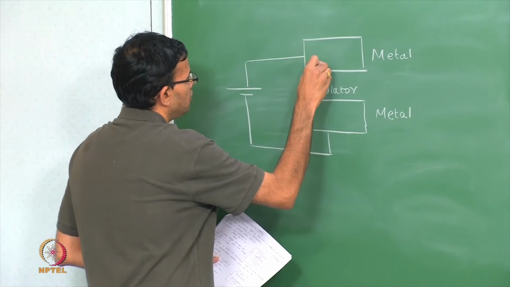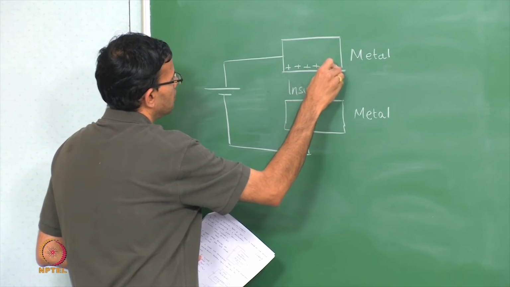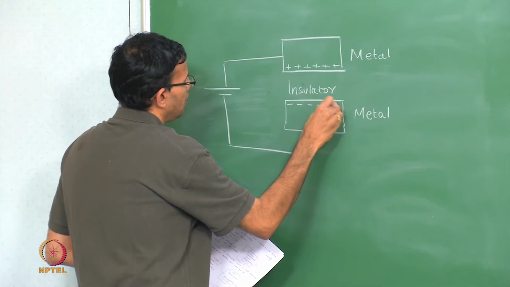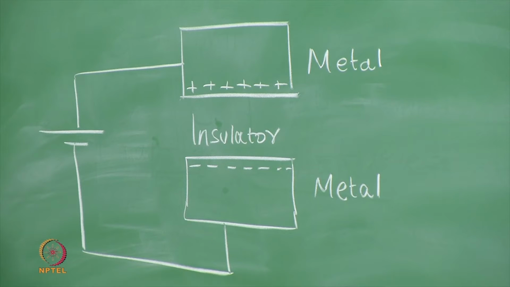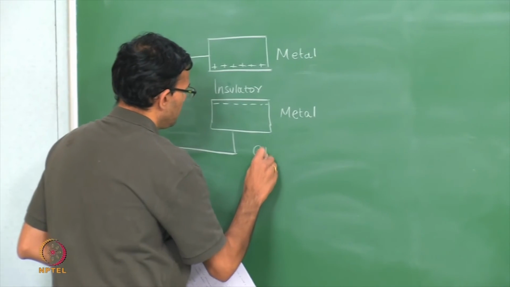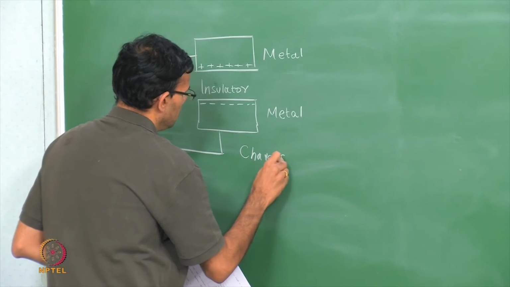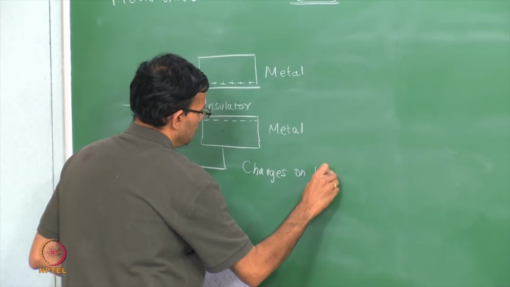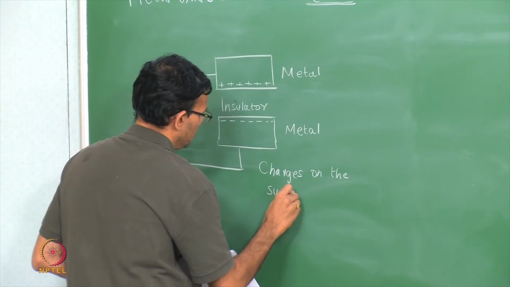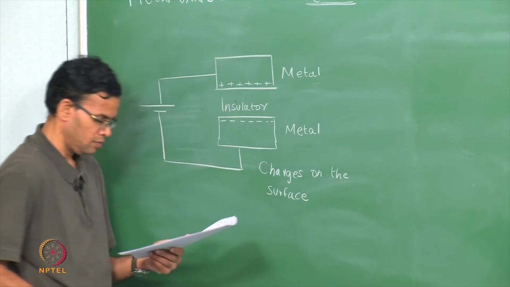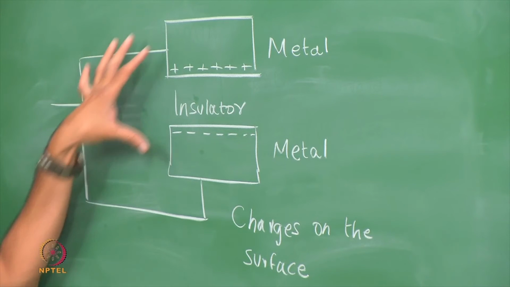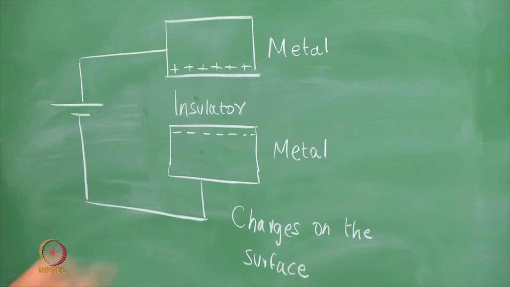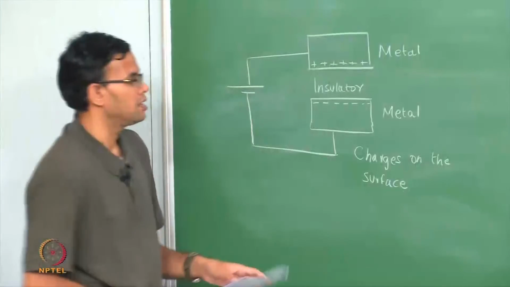In this case you have positive charge on one plate and negative charge on the other. So, this acts as a capacitor, and since these are metals, the charges will reside on the surface. So, let me take this arrangement and replace one of the metals with a p-type semiconductor.